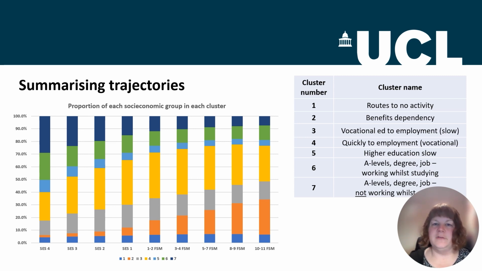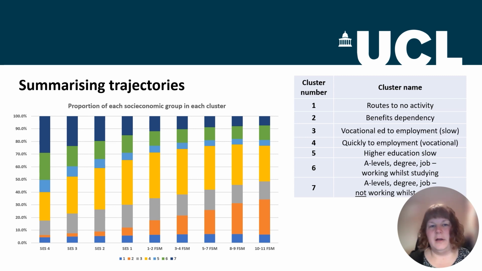So you can see that we move from no activity and benefits dependency for clusters 1 and 2. You can see that the benefits dependency, as was suggested by the previous figures I've showed you, is very strongly socially graded, and quite a large proportion of the population falls into that group when we're looking at the most disadvantaged.